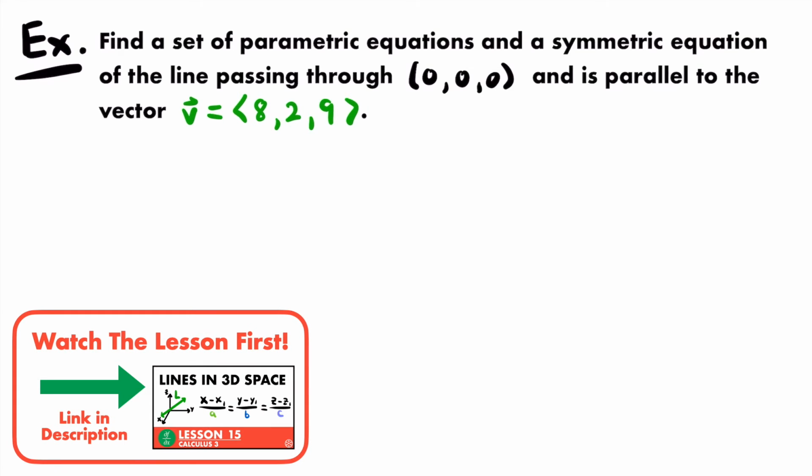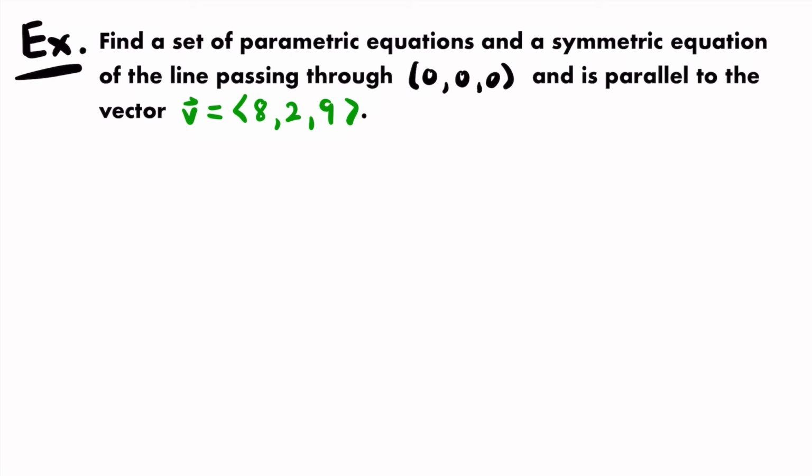Okay, so if you want to represent a line in 3D space with either a set of parametric equations or a symmetric equation, you're going to need to know two things. You need to know a point on that line, and you need to know a vector that that line is parallel to. And we call that vector a direction vector. Okay, and you'll notice that in this example, we are given both of those two things that we need.